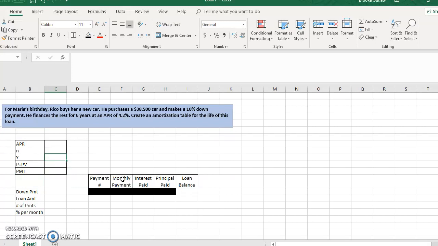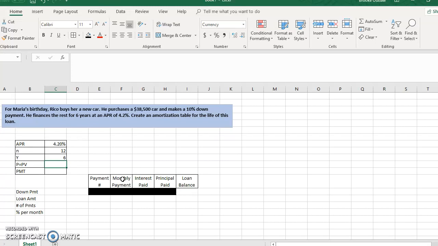So we can go ahead and start filling out this information, right? We know that the APR is 4.2%. Make sure there's a percent sign there. Since we're making monthly payments, we're going to say N is 12. The loan's going to be for 6 years, so Y is 6. Our P is supposed to be the loan amount.